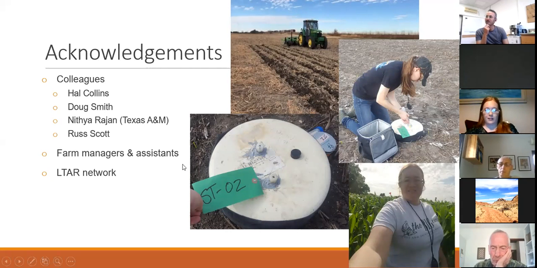And then our LTAR network. And then you can see here I have a few images of how we're doing the greenhouse gas sampling, the static chambers.